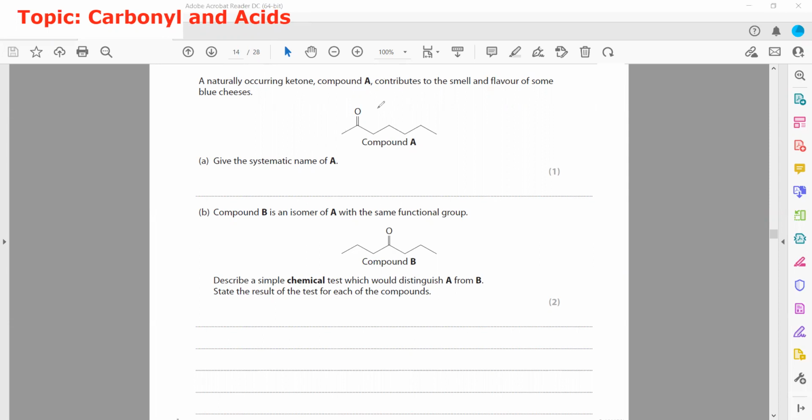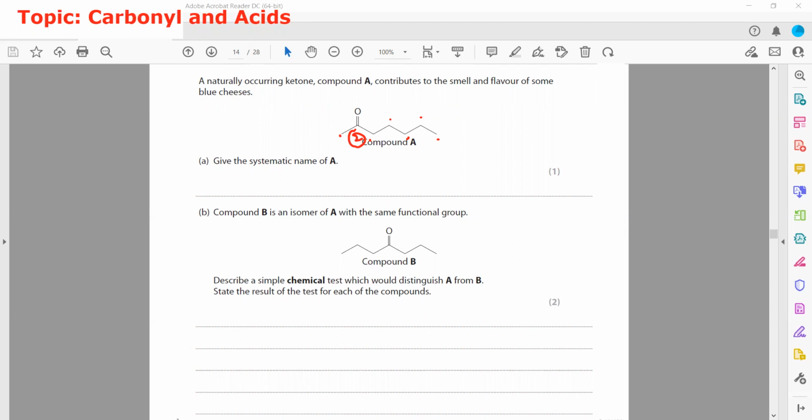When we count the carbon atoms, numbering should start from the end nearest the carbonyl group. So 1, 2, 3, 4, 5, 6, 7. The carbonyl is at the second position, but if I count from the other side, it would be at the sixth position. So the carbonyl group is at the second position.